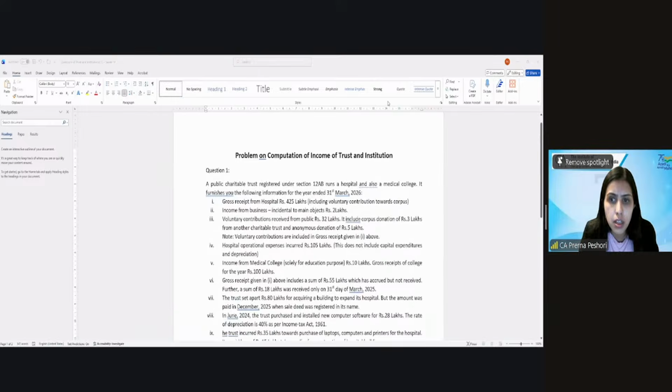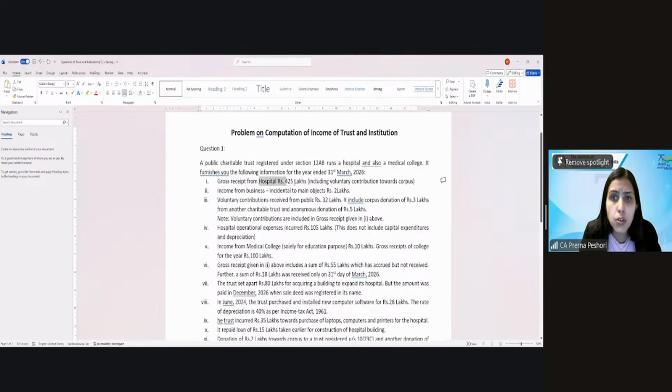Yes, ma'am. Okay. So let us start with this question. A public charitable trust, which is registered under 12AB, runs a hospital and also a medical college. It has furnished the following information for the previous year 26, ended 31st March 26. Gross receipt from the hospital rupees 425 lakh, including the voluntary contribution towards the corpus.